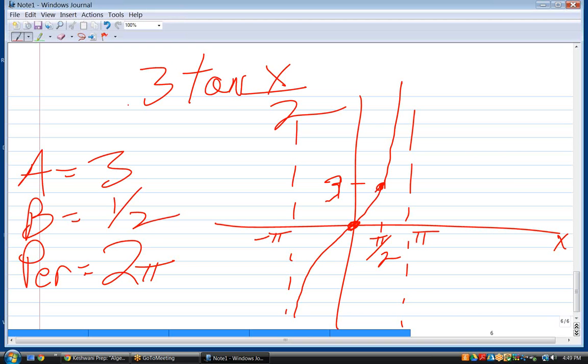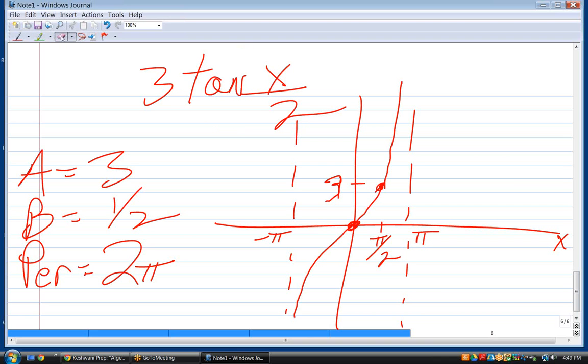In other words, without the 3, tangent of pi over 2 would be equal to 1. In other words, that part would be equal to 1. Well, if we multiply that by 3, we get 3. So it does act as a vertical stretch.